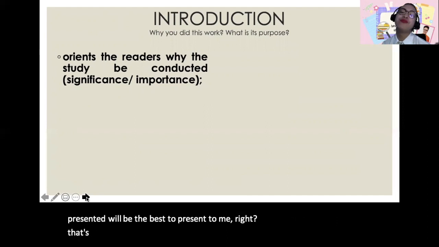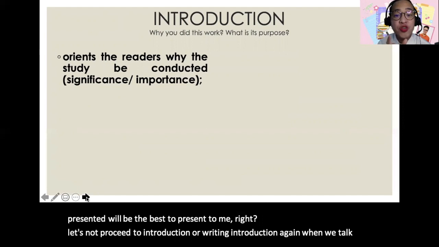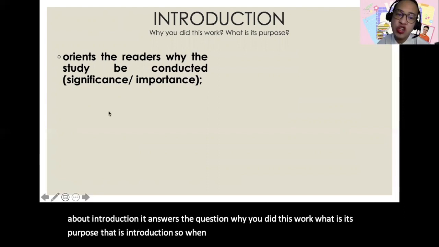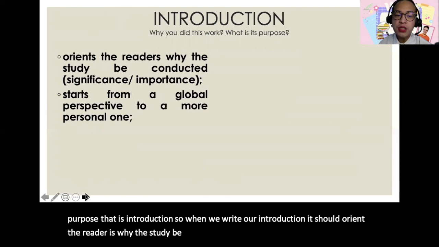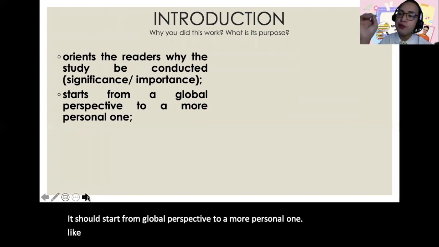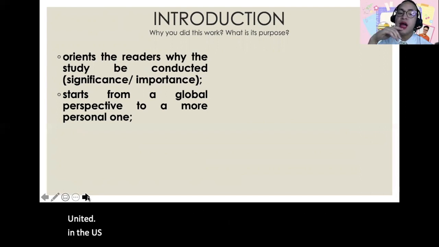Let's now proceed to introduction or writing introduction. Again, when we talk about introduction, it answers the question why you did this work, what is its purpose. That is introduction. So when we write our introduction, it should orient the readers why the study be conducted. It should start from a global perspective to a more personal one. Like international, for example, you will cite an article or study conducted in the US, for example, and then to the locality, Caloocan, for example.